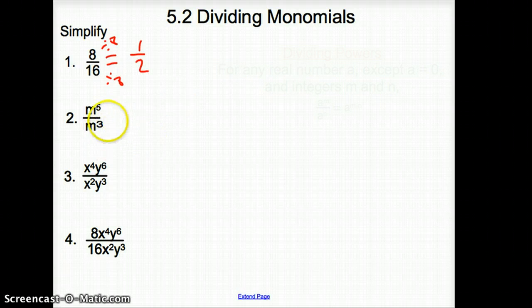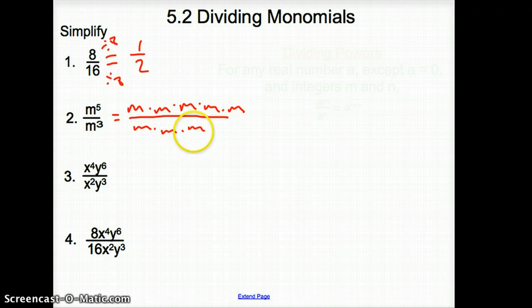Now, when we're dividing monomials here, remember that we have 5 m's on the top, if I can write them all out. And then we are dividing all of that by m times m times m. So now our m's, let's cancel some out. Top and bottom, top and bottom, top and bottom. So how many are we left with here? We are left with just an m squared.